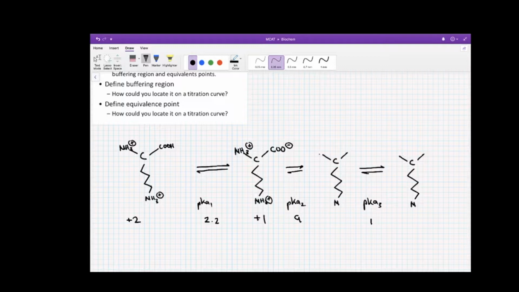Now what's the second proton to go? Is it this proton or is it this proton? It's going to be this amino proton. That's the one that's the most acidic. This R group is a bit more stable than this one. That goes for all amino acids, by the way. The first proton to leave is going to be the carboxy group. The second proton to leave is going to be the amino group, and the third proton is going to be the one in the R group. And also keep in mind, not all amino acids have this third pKa. Some only have 2.